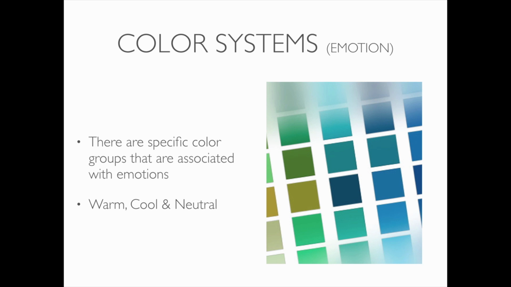Color systems generally have some kind of an emotion associated with them. There are specific color groups that are associated with generally a specific emotion, and so we'll talk about those. There are warm colors, there are cool colors, and there are neutral colors.